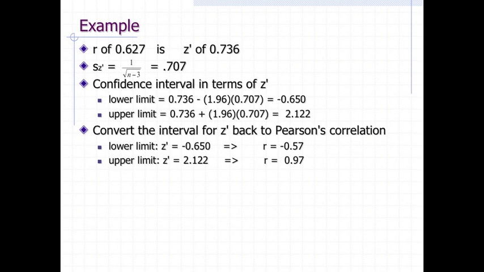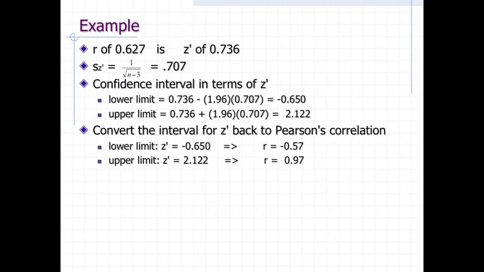Here you see an example calculation based on an R of 0.627 and an N of 5. The first step is to convert from R to Z prime. The R of 0.627 is transformed to a Z prime of 0.736. Second, we find the standard error of Z prime. It is equal to 1 divided by the square root of 5 minus 3, which equals 0.707.